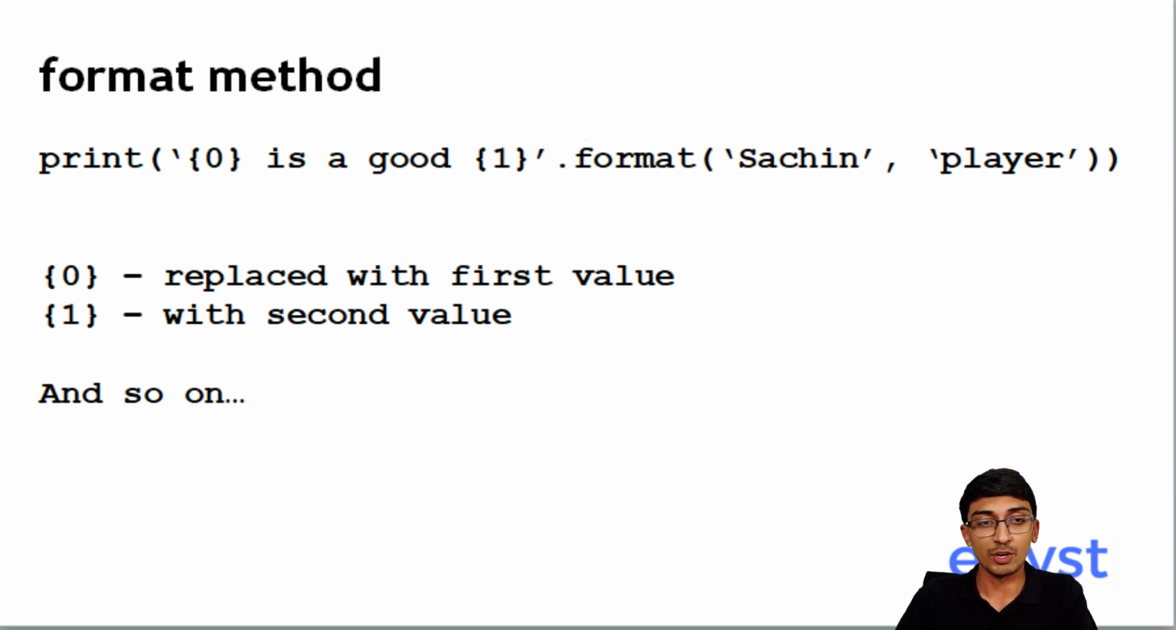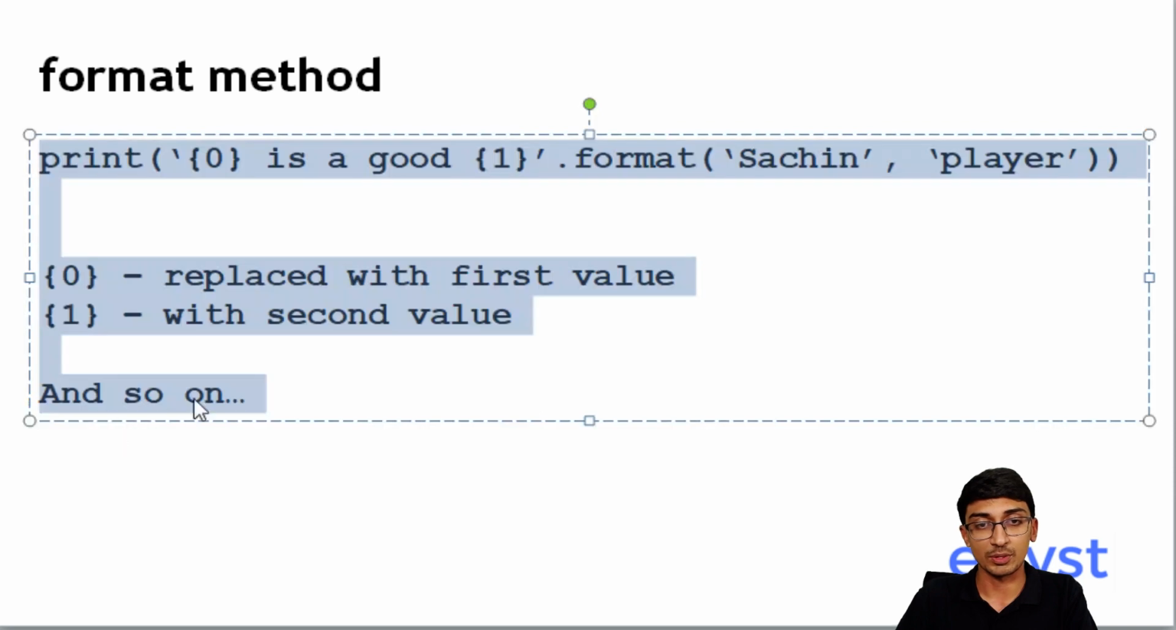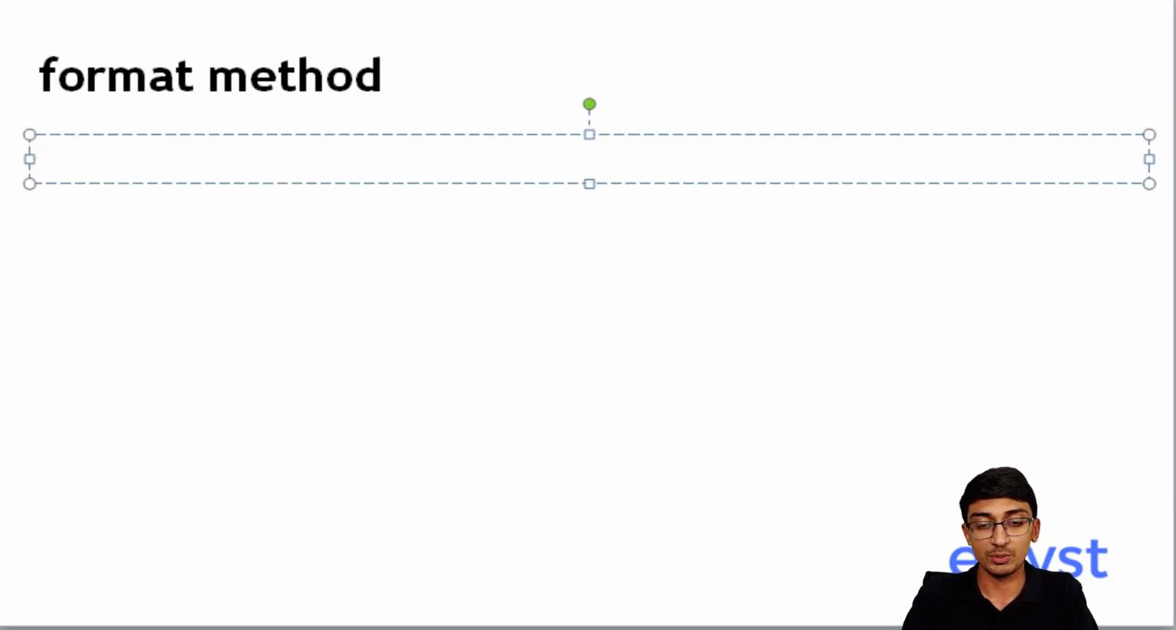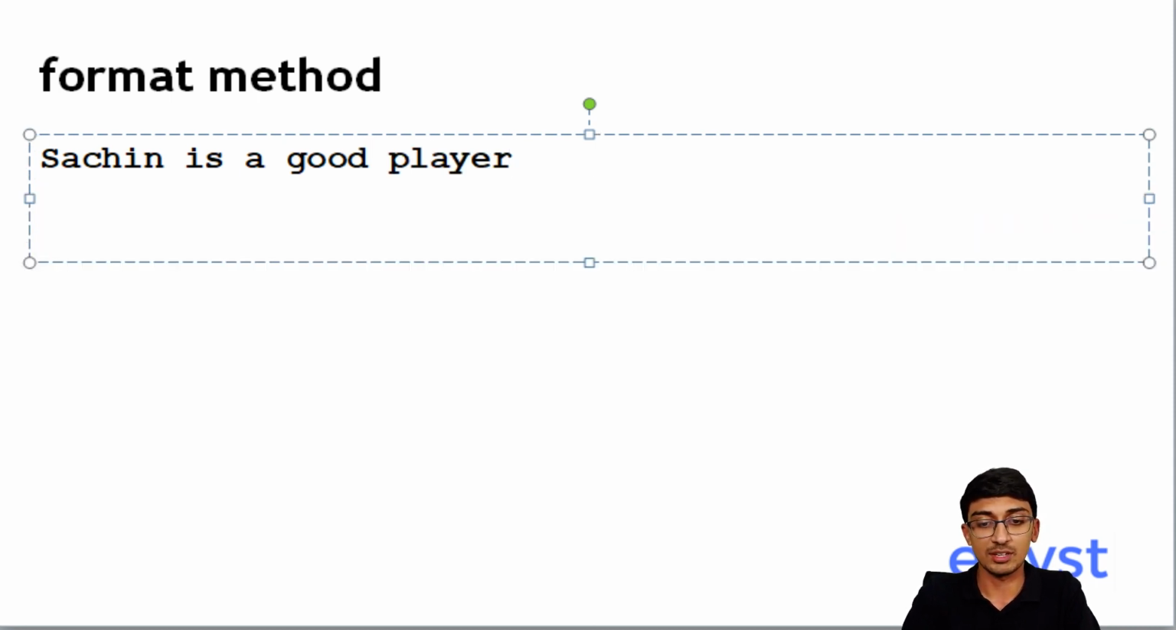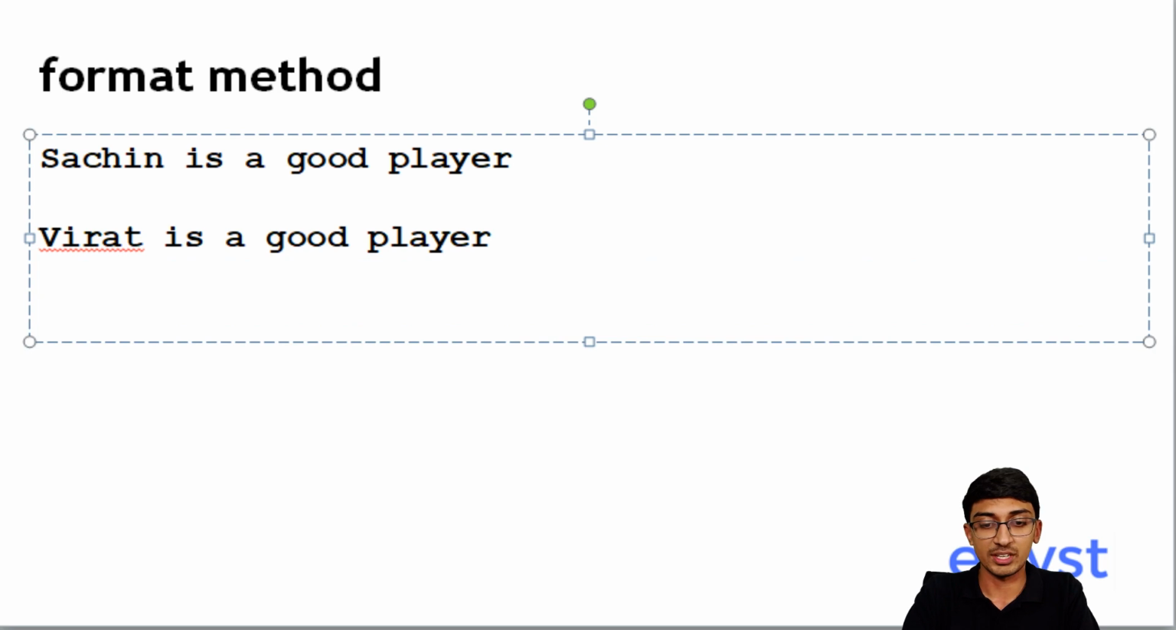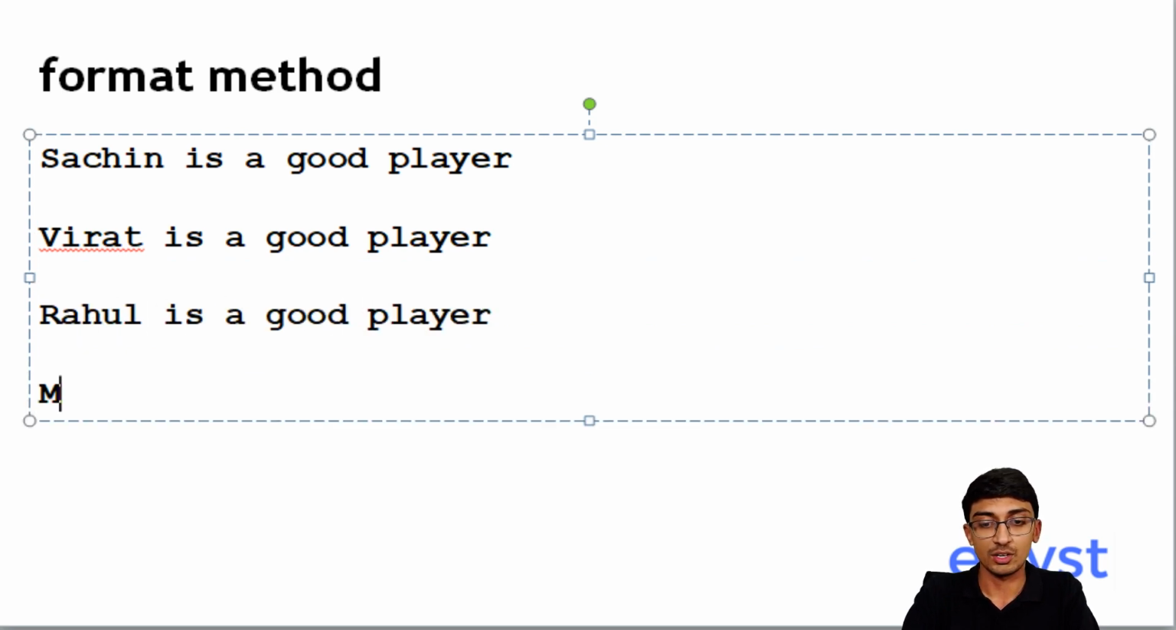Simply, what we want to do is achieve an output that's something like this. That is, Sachin is a good player. But the problem is sometimes you want to say, well, Virat is a good player, and another time we'll want to say Rahul is a good player, or Mithali is a good player. Now every time we do this, we have to constantly change our values.